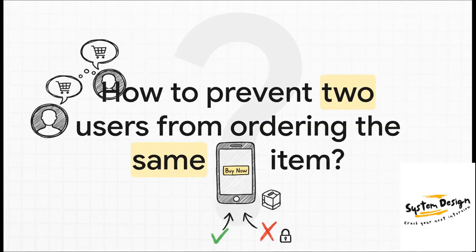Okay, so finding items is one thing, but selling them correctly? That's where things get really, really tricky. This is the classic concurrency problem. What happens when 2 people, at the exact same millisecond, both hit buy on the very last item in stock? How do you guarantee only one of them actually gets it?